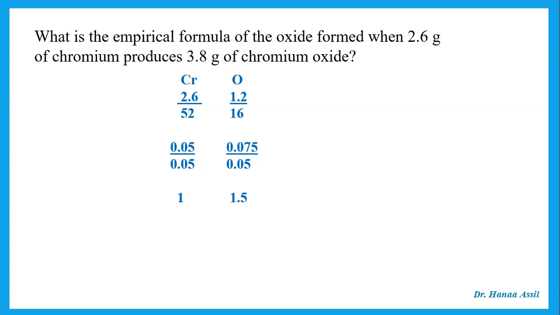We don't round it up. We don't write it as 1, or we don't write it as 2. We have to multiply by a number that changes it into a whole number. So instead of 1.5, I'm going to multiply everything by 2. So instead of 1 to 1.5, it is 2 to 3, and that means that the formula is Cr2O3. When the ratios are 1.5 or 1.4 or 1.6, you have to multiply by a number that gives a whole number. You don't round it up, and you multiply through all the ratios by that number.